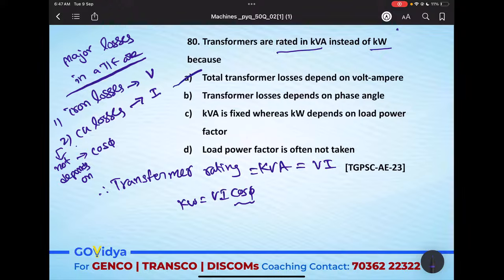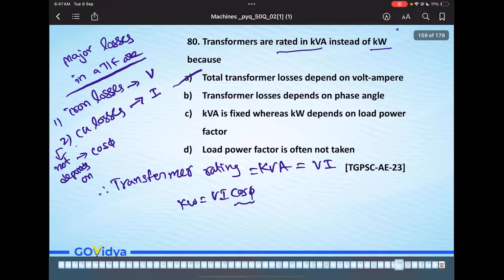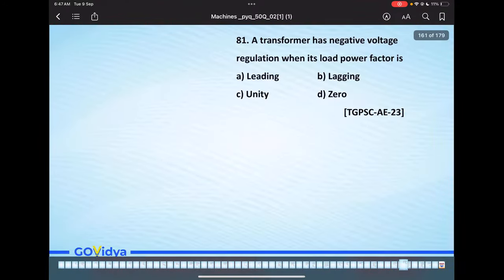Transformer losses depend on phase angle, that means cos phi? No. kVA is fixed, whereas kW depends on the load power factor. No. Load power factor is often not taken. All other options are wrong, only option A is correct. As the losses depend on voltage and current, they do not depend on the power factor. Transformer rating is always given in kVA. Okay, let's move on to the next question.